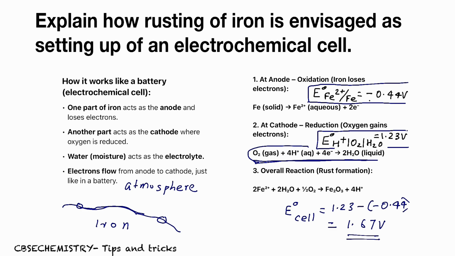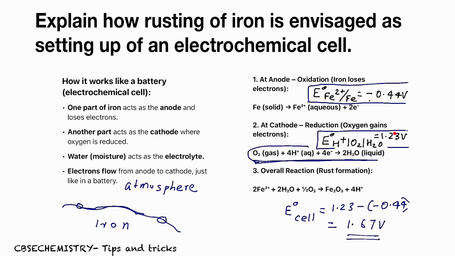And one more thing, how are we getting the overall reaction? You are getting the overall reaction by adding the anodic reaction and cathodic reaction, right? By adding these 2 chemical equations, you are getting the overall equation, correct, right? Okay, now this is the anode, right? Anode, oxidation reaction. This is the cathode, reduction reaction.